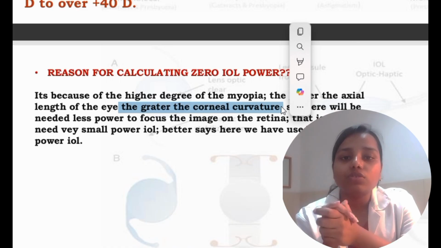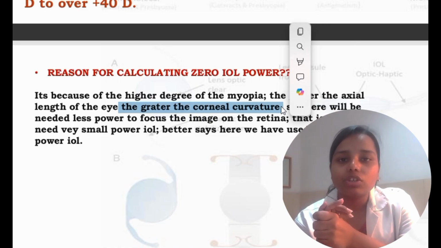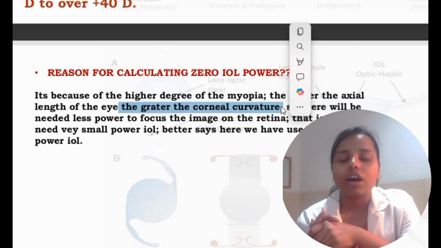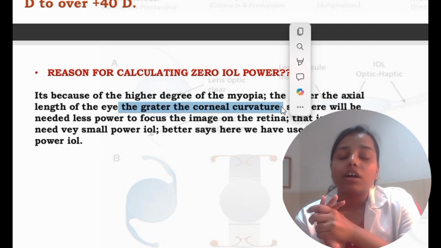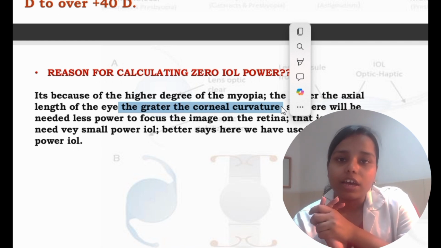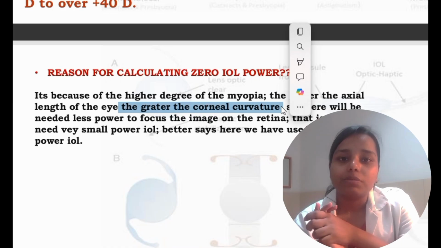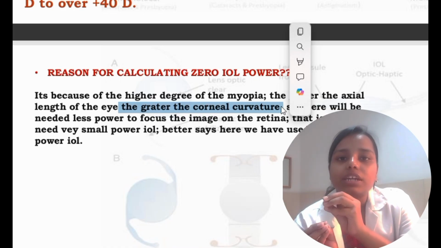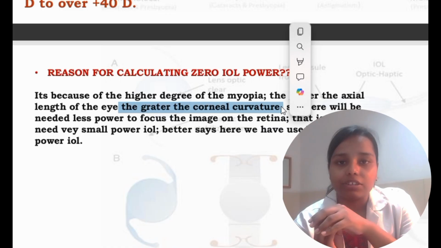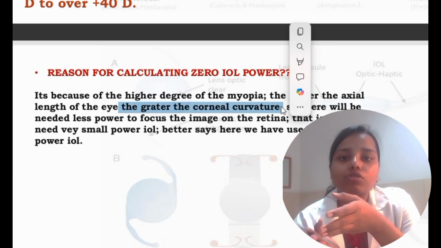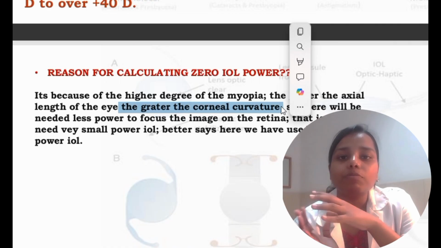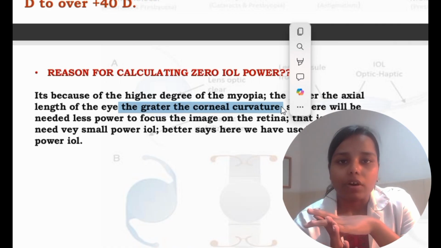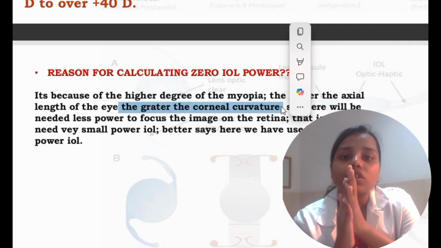So according to the calculation that we do after the biometry, how will be the power of the lens? In that calculation it came that zero power will be coming. The patient doesn't need any power in her eye to focus the light, because it's already in a myopic condition. If the lens power is also minus there, then it will be removing that residual power. Almost the light will be focusing on the retina.